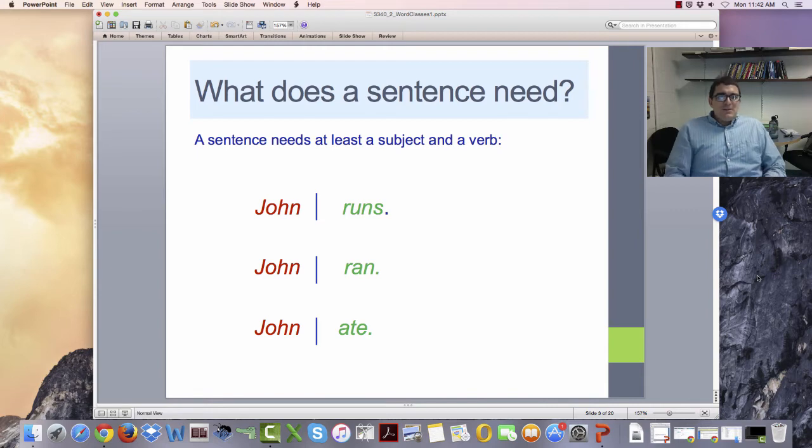Every sentence must have two parts. It must have a subject and it must have a verb. The subject is the noun, the noun phrase that begins the sentence. So in these we have John. John runs, John ran, John ate. John is the subject noun of these. John's the doer of these actions. So we would divide the subject and the predicate at that point.